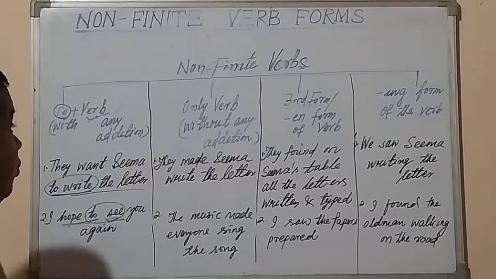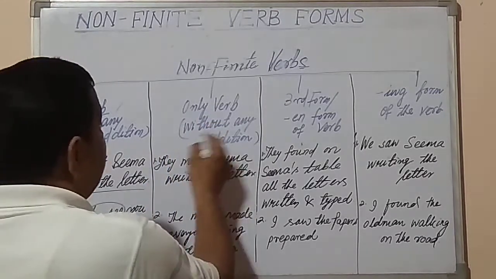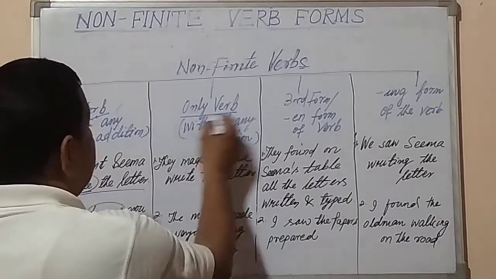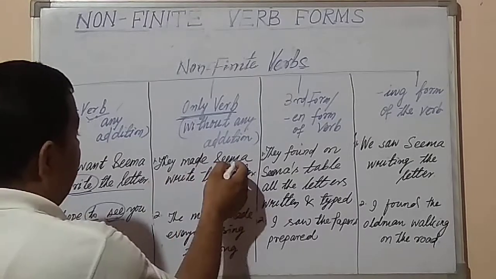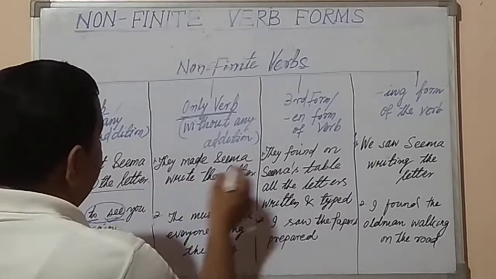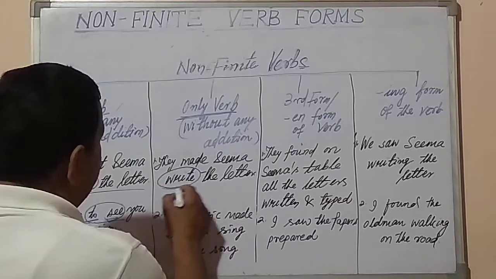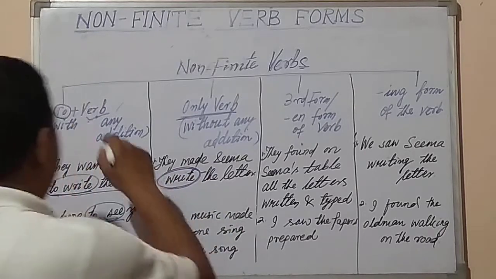In the next, you see here, only verb, that means without any addition. There is no addition here. You see, they made Sima write the letter. Write the letter here, see, without any addition. The main verb is here.